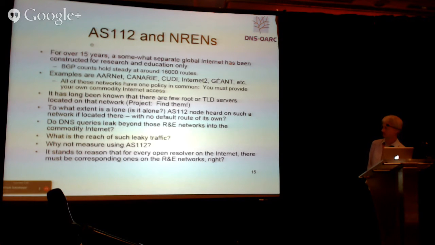So let's talk about the NRENs. Those are the national research and education networks, global in scope. A completely separate internet. I use the word "completely" loosely; you'll see why in a minute. We have BGP tables for these advanced research networks at around 16,000 subscribers. That's a very small subset of the total internet.